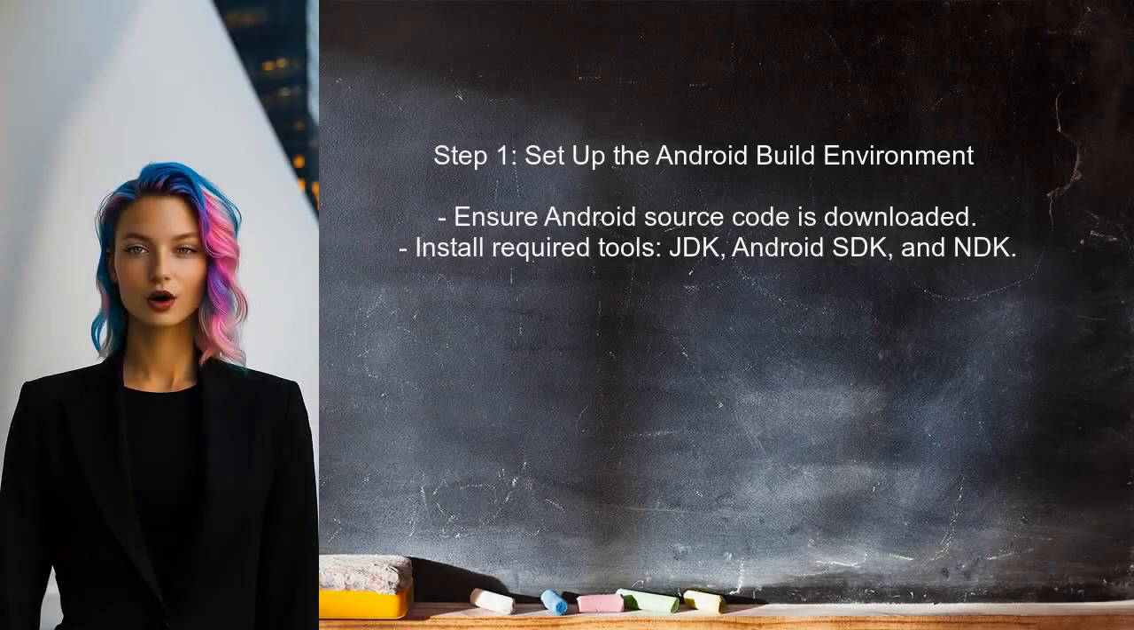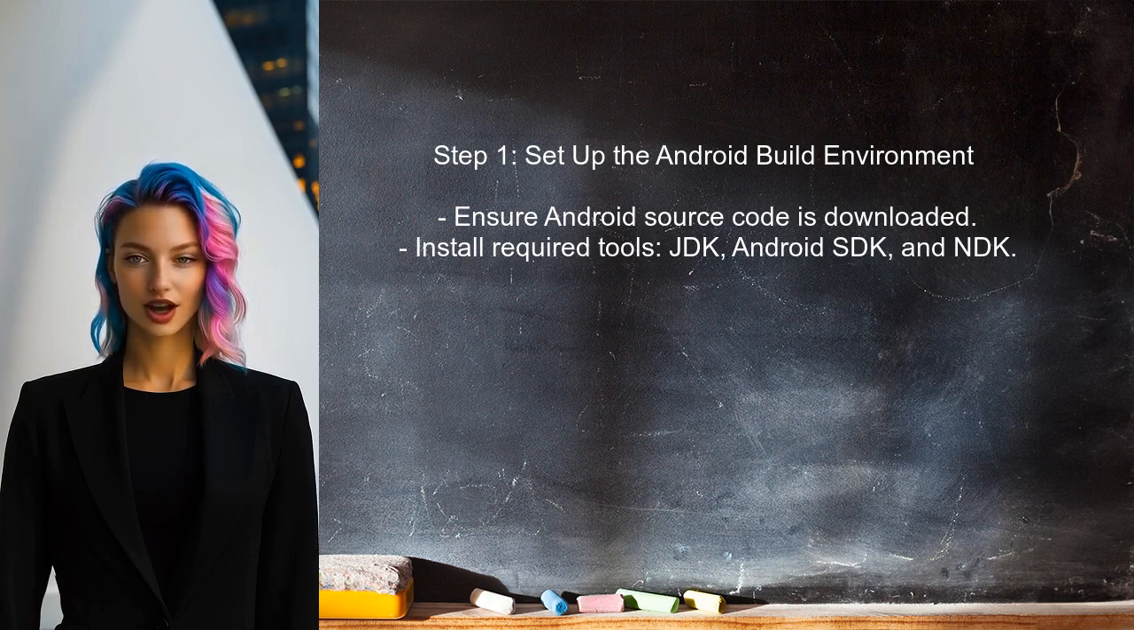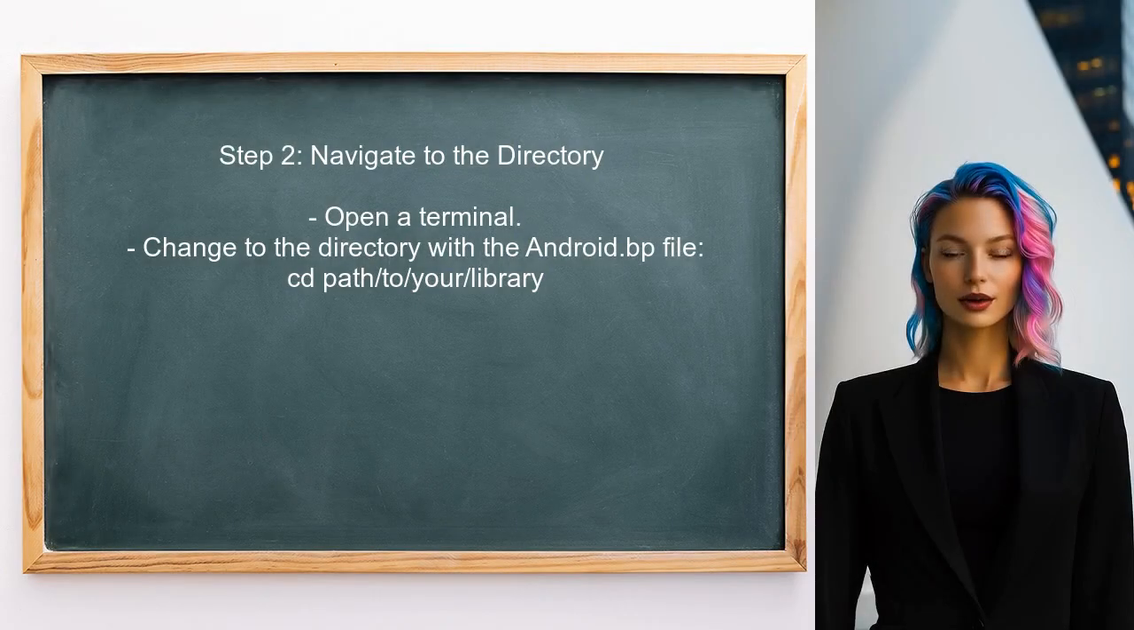To begin building the native library using the Android.bp file, the user should first ensure that they have the Android build environment set up correctly. This includes having the Android source code and the necessary tools installed. Next, the user needs to navigate to the directory containing the Android.bp file. This is where the build configuration is defined for the native library.